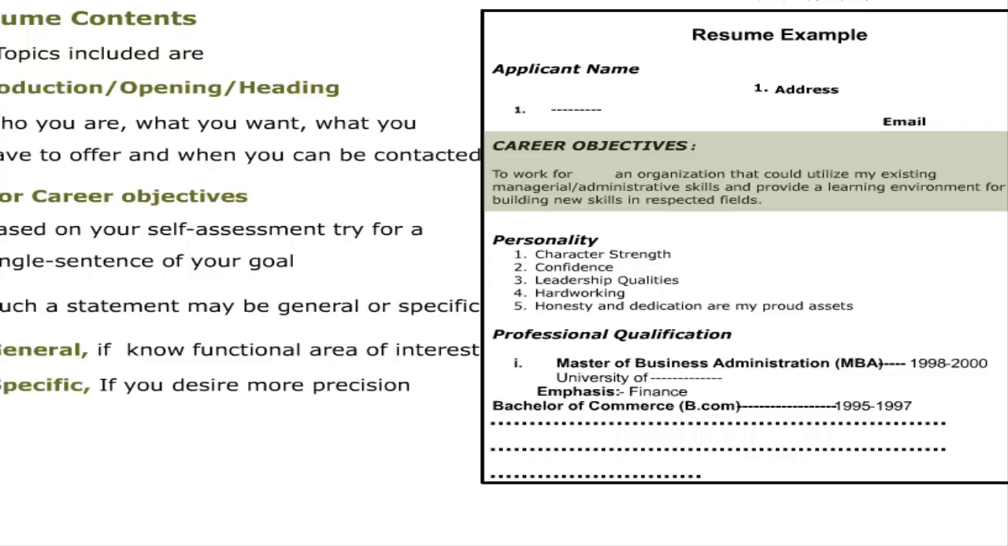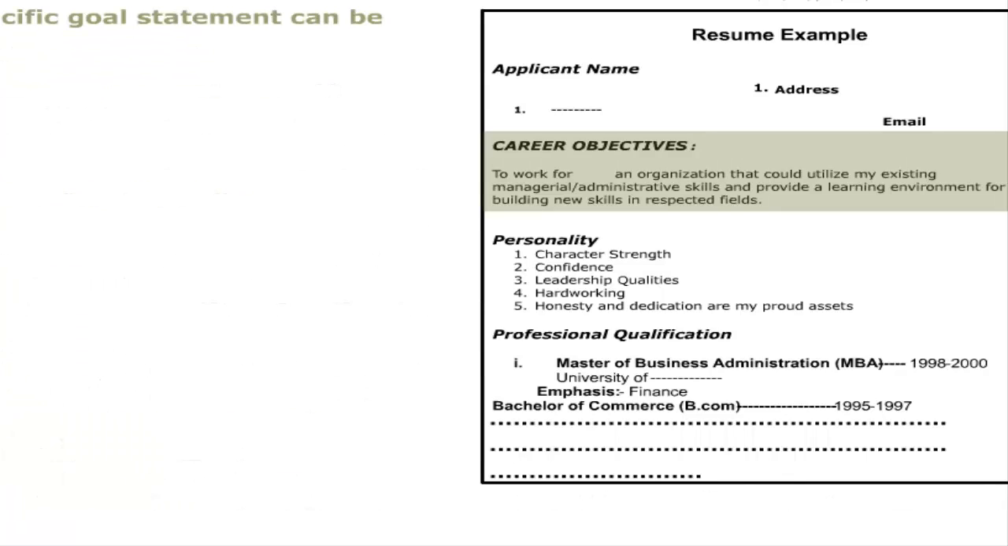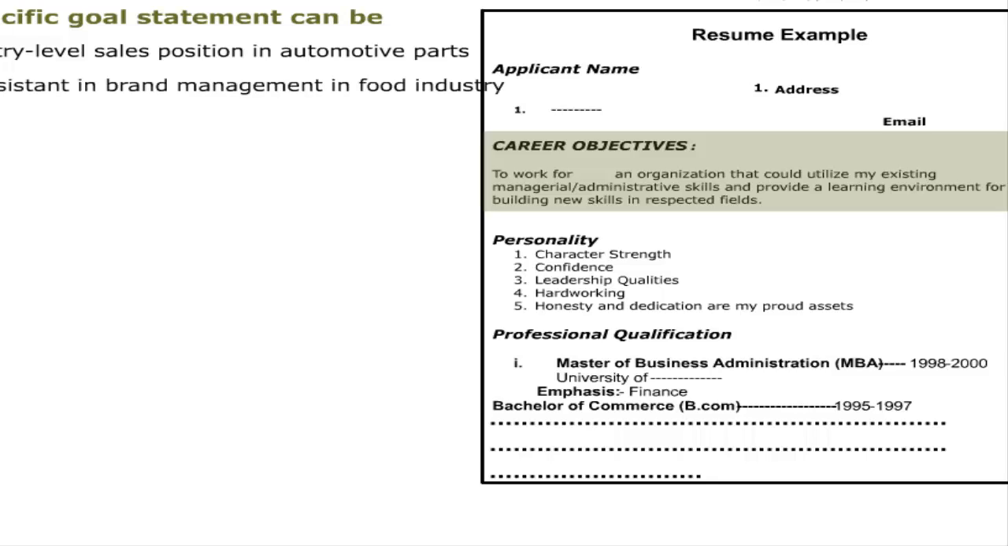Specific, if you desire more precision, combining the functional area with an industry. A general goal statement can be an entry-level sales position, an assistant in a brand management area, an entry-level position in institutional lending. A specific goal statement can be an entry-level sales position in automotive parts, an assistant in brand management in the food industry, an entry-level position in the lending section of the savings and loan industry.